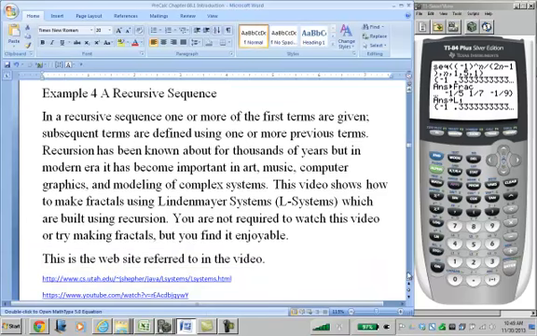Okay, recursive. In a recursive sequence, one or more first terms are given. Subsequent terms are defined using one or more previous terms. It's been around for a long time, but recursion is a big, big, big deal now.